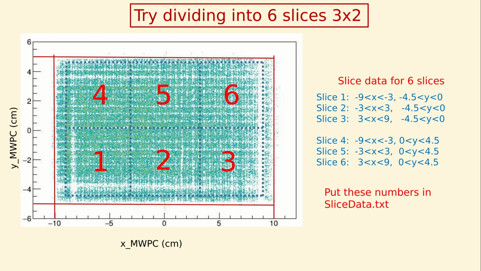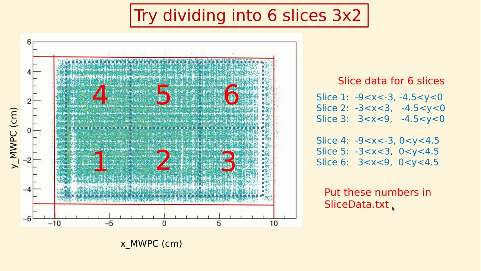If you were to think of 6 slices, I'm going to do actually 12 for this demo, but if you were to make, say, 6 slices, then this is what it would look like. Here you have the slice numbers 1, 2, 3, 4, 5, 6, and these are the x limits and the y limits. And these limits are what you have to put in slice data.txt.